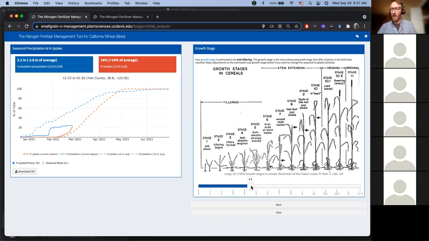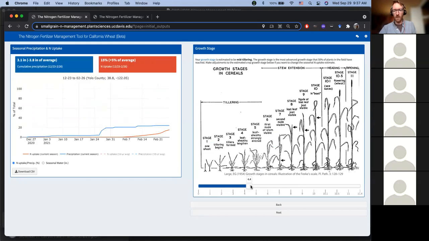The growth stage is automatically calculated, but you can adjust it if need be. If your crops are looking really spindly and small, they might not actually be where the model says, but usually it gets it pretty close based on your planting dates and such.